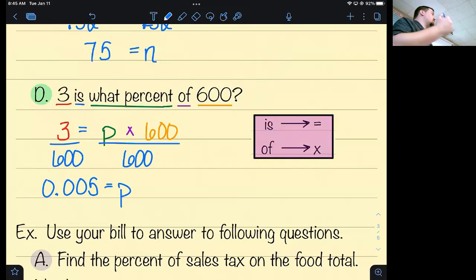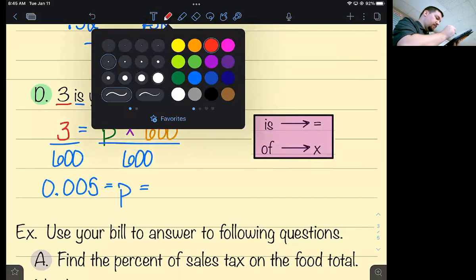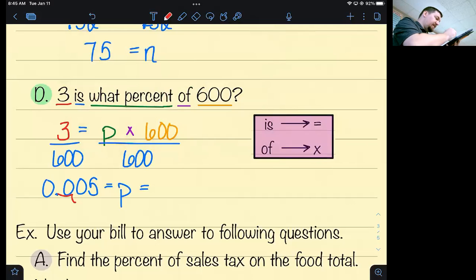I need to give it as a percent answer. So Maddie, what is this as a percent then? Nice job. Move the decimal twice. My Notability is lagging. There we go. And that's going to be 0.5%. So remember we said it was going to be a very small percentage. It's actually 0.5%, less than a full percent. So $3 would be 0.5% of 600.